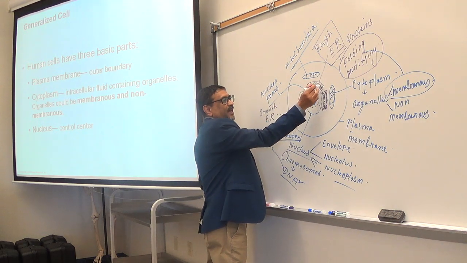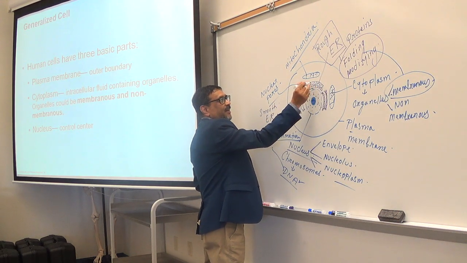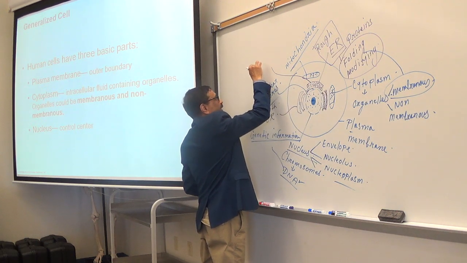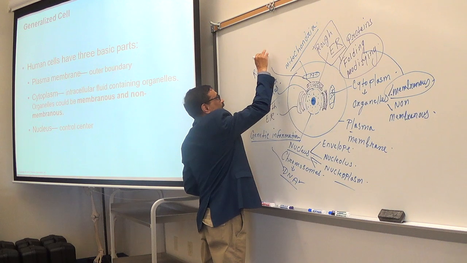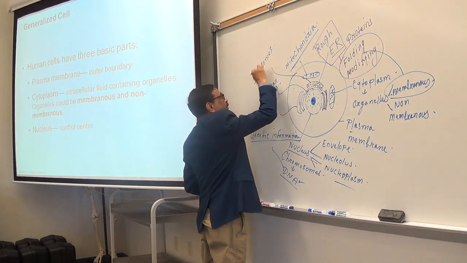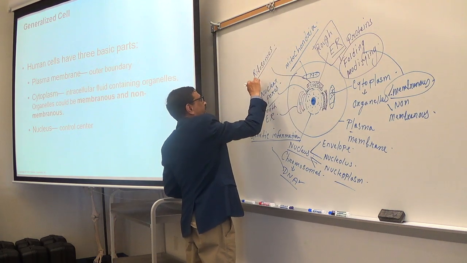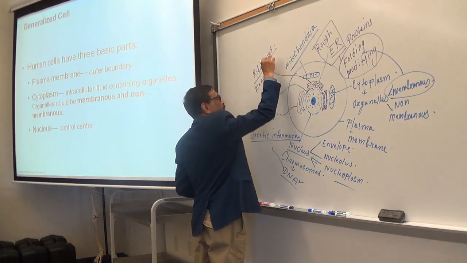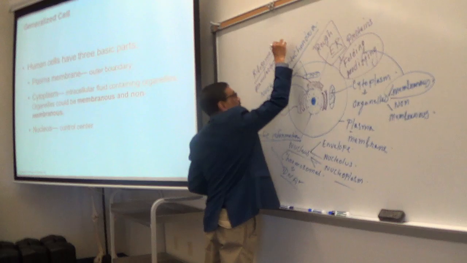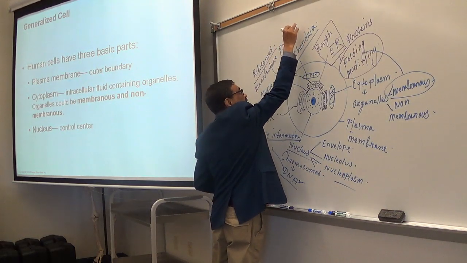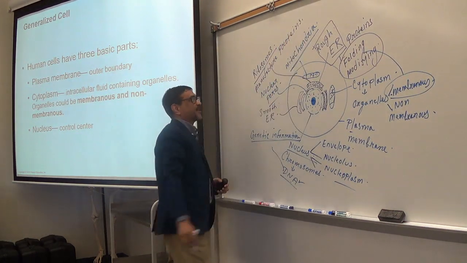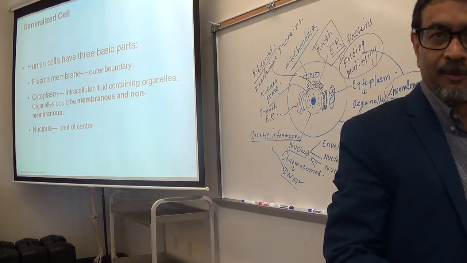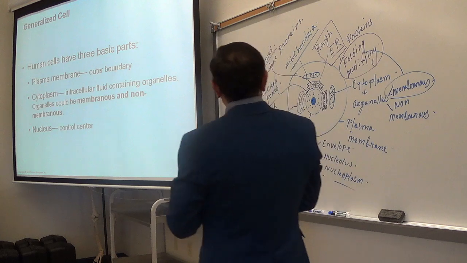Ribosomes, these tiny structures. Ribosomes are very important, although they are very small. Ribosomes manufacture proteins. So manufacturing proteins is the main function of the ribosomes. Okay.